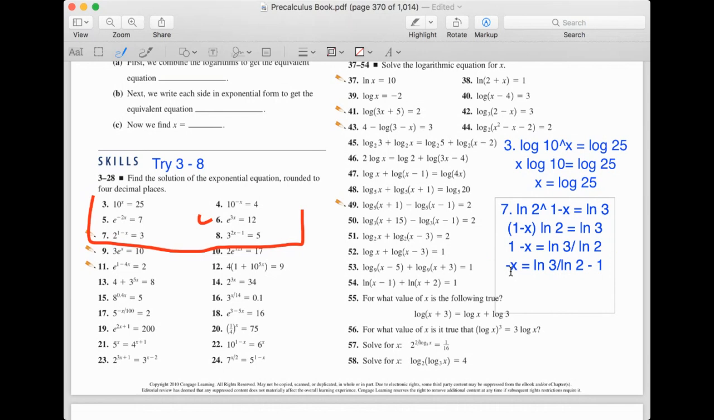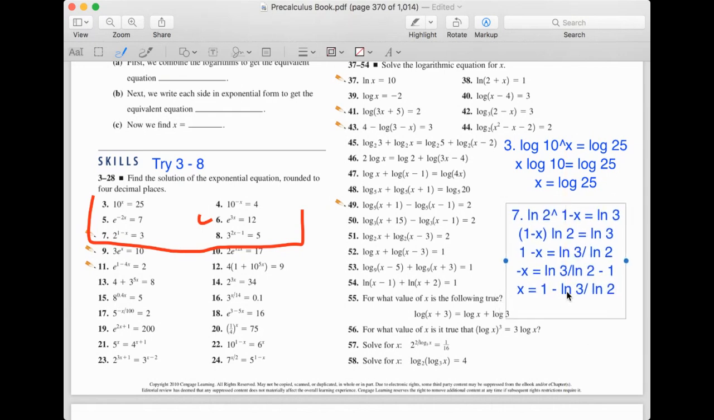Then we divide by negative 1, or we multiply by negative 1 on both sides. We get x equals, well, negative 1 times negative 1 becomes positive 1, and this ln 3 divided by ln 2 becomes negative. So we would write this as 1 minus ln 3 divided by ln 2. Right, so x equals 1 minus ln 3 divided by ln 2. We just keep this answer because this is the exact answer. We don't have to estimate. We don't have to give an approximation.